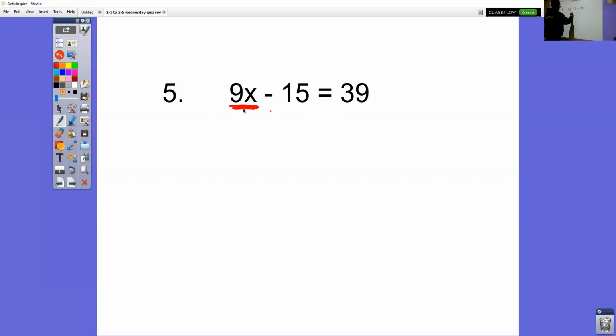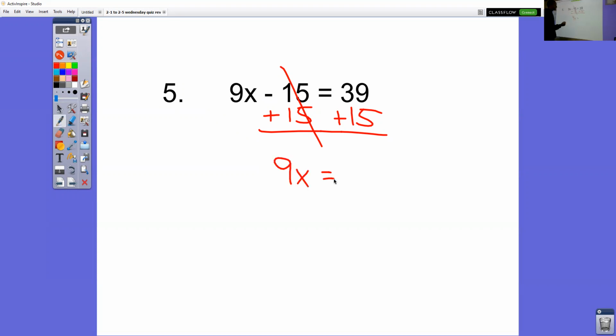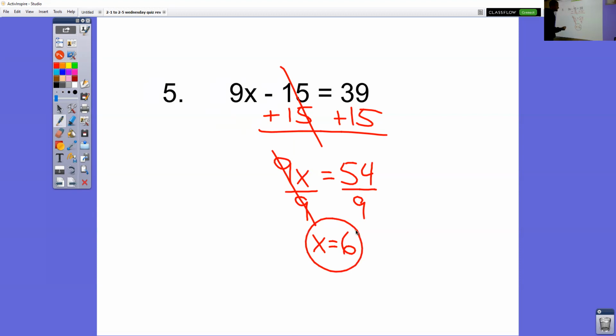So in this one, we want to get rid of the minus 15 by doing plus 15 and plus 15. Again, whatever you do to one side of the equal sign, you have to do to the other side of the equal sign. So when we are doing plus 15 and plus 15, we want to bring down our 9x. We want to bring down our equal sign. 39 plus 15 gives you 54. Now this is just a one-step equation that says 9 times x. The opposite of times is divide, so we want to divide by 9 and divide by 9. Those 9s cancel out. Always do top divided by bottom. 54 divided by 9 gives you 6.